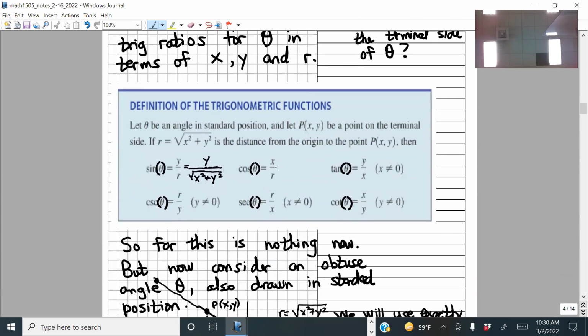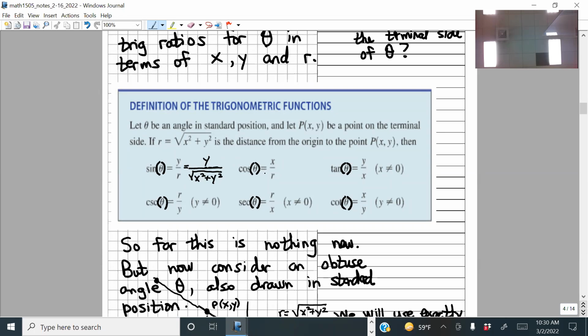The sine of your angle is going to be the y coordinate of the point that you choose divided by this distance r. Remember, you can compute this distance r by using the distance formula, and that calculation simplifies to just the square root of the squares of the coordinates of your point. So here's our definition for sine of our angle: it's the y coordinate of our point divided by the square root of the squares of the 2 coordinates of the point.